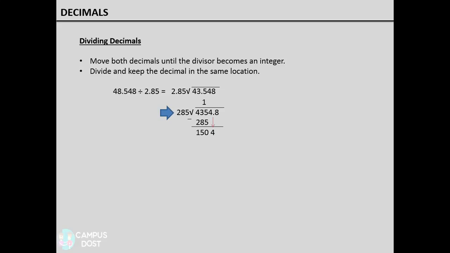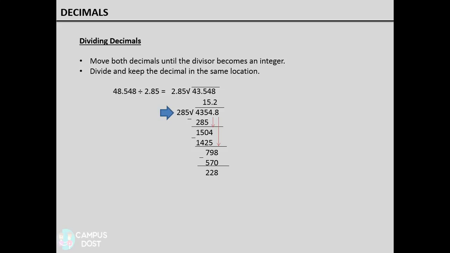Next, 285 divides into 1504 5 times. So now, we will multiply 285 by 5 to get the following, which we will subtract from 1504 to get 79. From here, we will drop this 8 down and continue. 285 divides into 798 2 times. And 285 times 2 gives us 570, which we subtract to get 228.